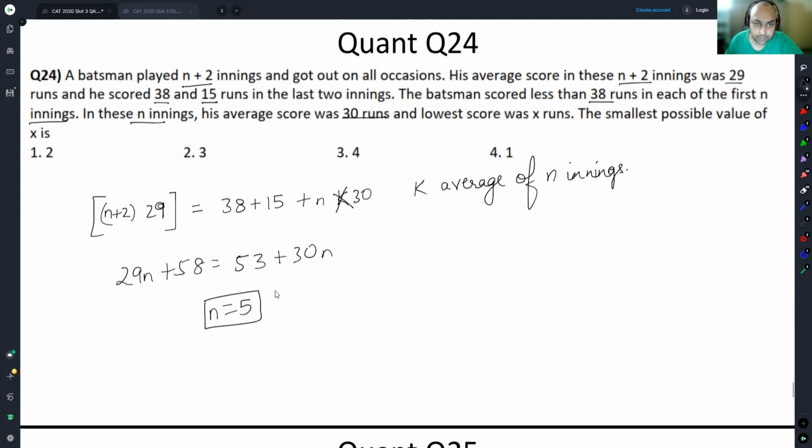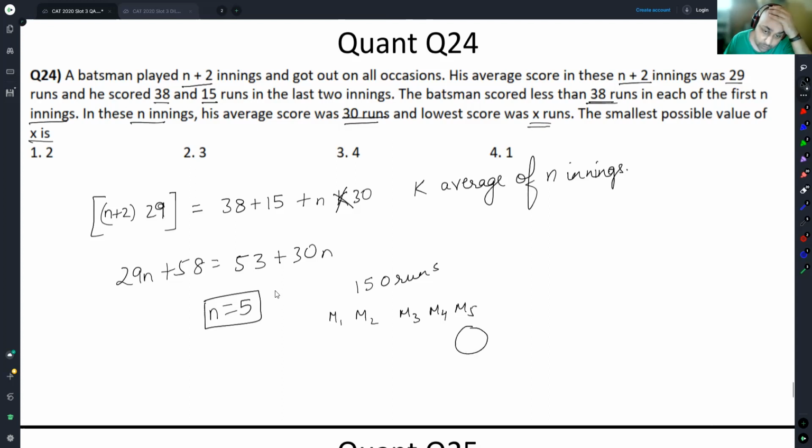If n is equal to 5, his average score is 30. In those matches, in total he has scored 150 runs. In these n innings his average score was 30 runs, and the lowest score was x runs, the smallest possible value of x. The batsman scored less than 38 runs in each of the first innings. Okay, so match 1, match 2, match 3, match 4, match 5.